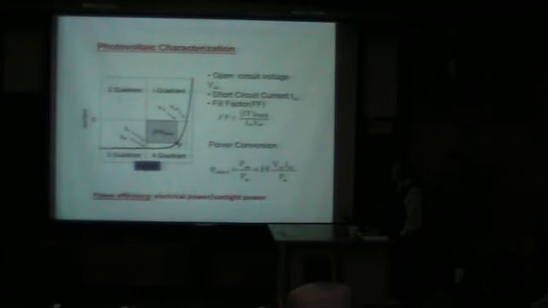And what we have right now with organic photovoltaics is a maximum of 6.5% efficiency. In crystalline silicon it is maybe 25 to 30%, but it's very expensive.